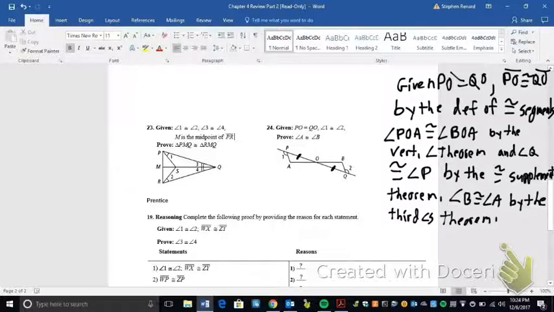Remember the third angles theorem? It's actually up on the board still. It says that if two angles of a triangle are congruent to two angles of another triangle, then their third angles are also congruent.